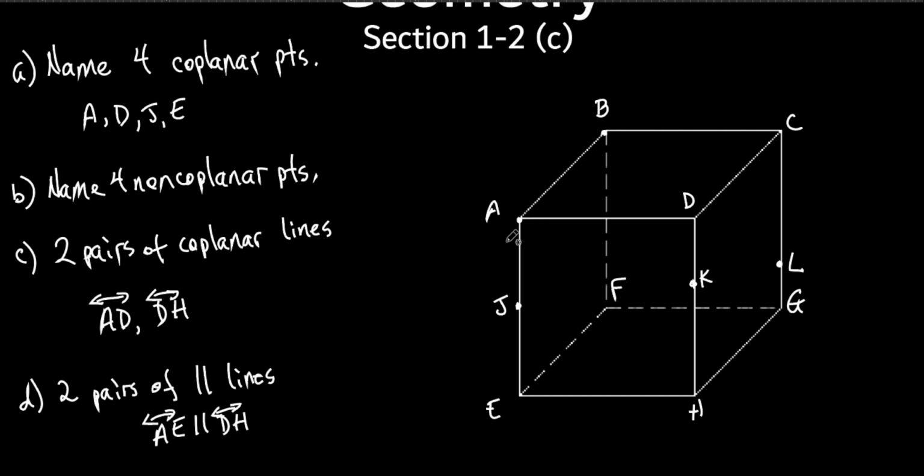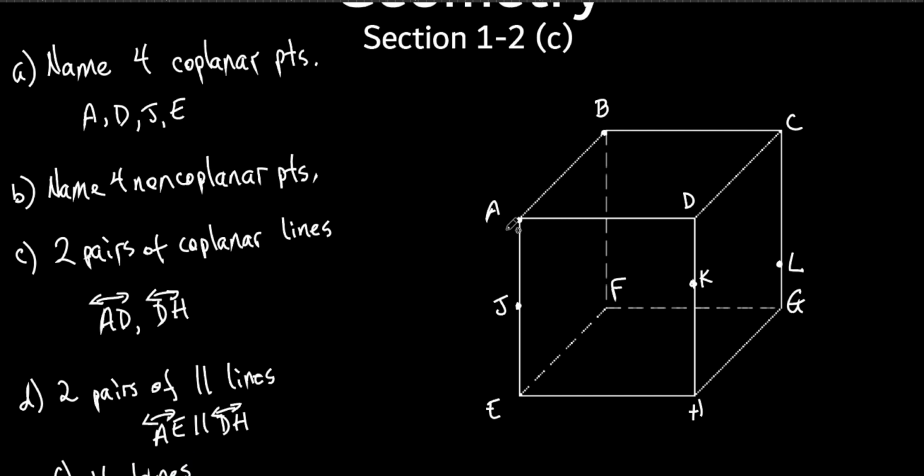Now there's two more to do. Two pairs of skew lines. Skew. Funny word, skew. All right, forget the skew one. Let's do parallel planes. All right. E. So this is F. So two pairs of parallel planes.